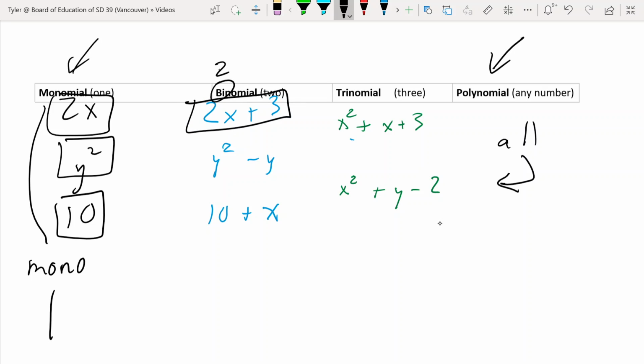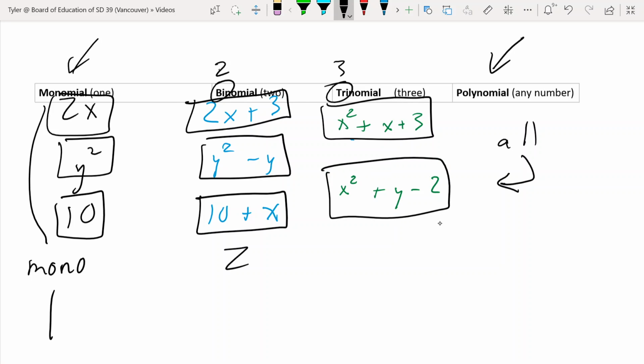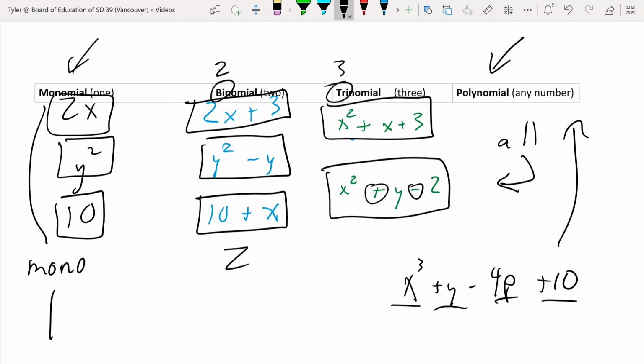So here we have 2x plus 3, y squared minus y, 10 plus x. All of these are 2 terms. Trinomial, like tricycle or triangle, means 3. Trinomial means 3 terms, so you can see these all have 3, separated by the pluses and minuses, 1, 2, 3 terms. A polynomial can be anything more than that. So if I had x cubed plus y minus 4p plus 10, this is 1, 2, 3, 4 terms, so it's a polynomial. We don't really use words for bigger than 3, okay?